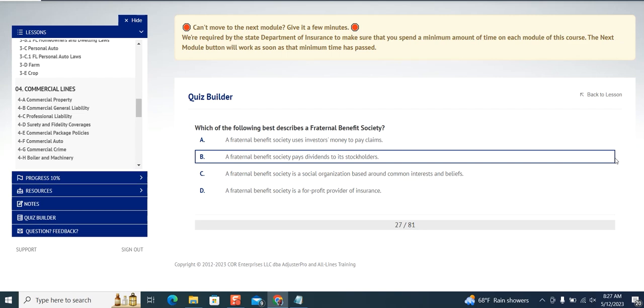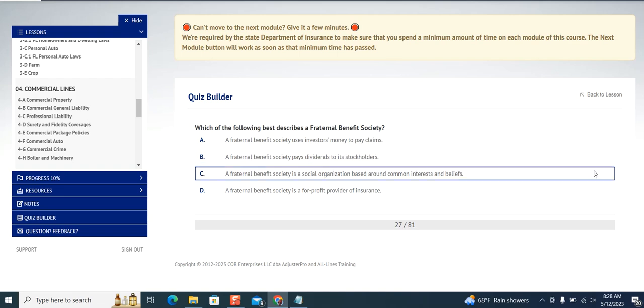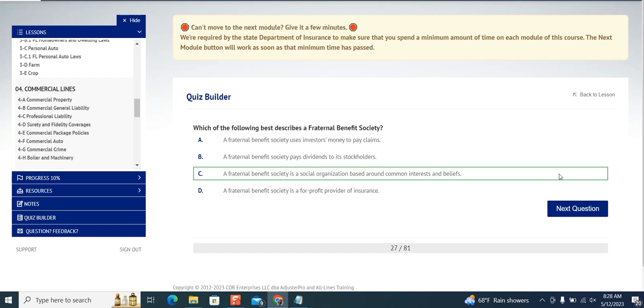Which of the following best describes a... one of the big words? Let's go. Fraternal benefit society. Frat. We're gonna go with frat. What the hell is that? Oh, one of them definitions, Andrew doesn't know. Uses investors' money to pay claims. Dividends. Nope. Social society based around common interests and belief. Man, we're gonna go with C on the guessing game.